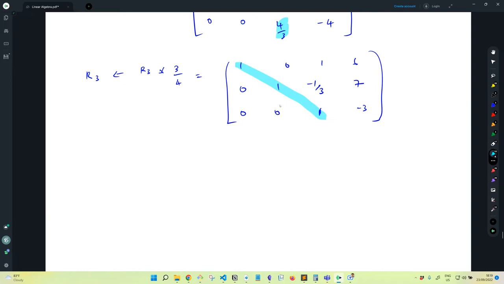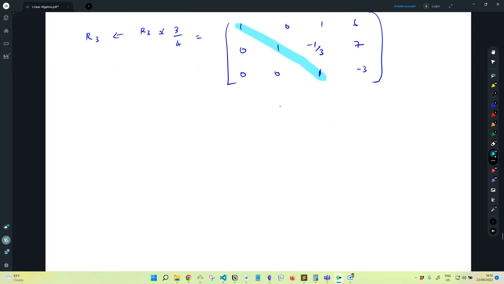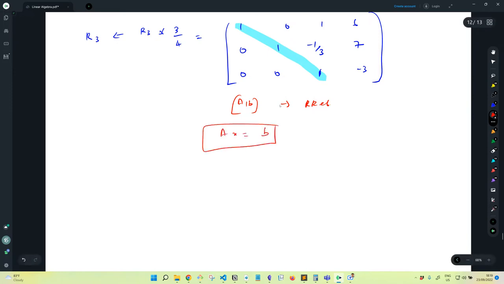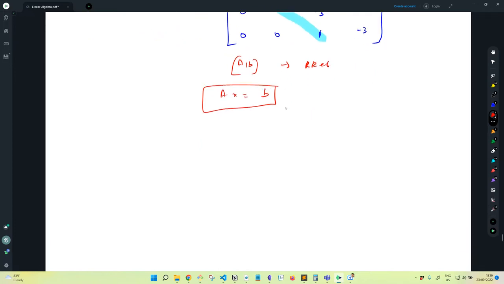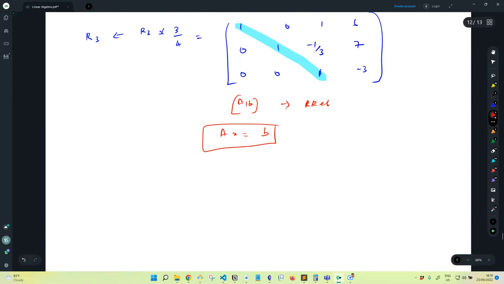Now, to see how it helps, let me again write this augmented matrix in original matrix format. Currently I have this matrix A comma B that is reduced to row reduced echelon form. What I will do is write this equation back in Ax equal to B format, and let's see if I get any advantage in obtaining a solution easily. So let me write this matrix again.